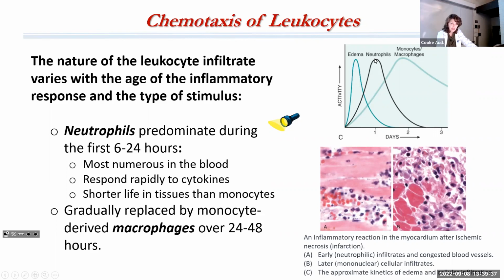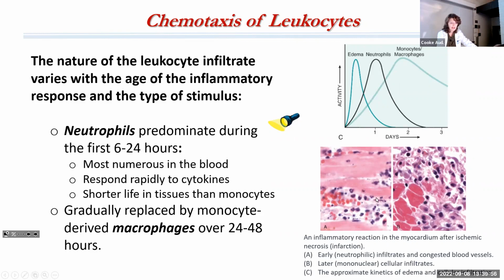And if you notice here, at one day, they have a peak, and then they start decreasing. Meanwhile, the monocyte macrophage infiltrate will reach its peak after the second day. So over 24 to 48 hours, they will be gradually replaced by macrophages. Let's look in the tissue.